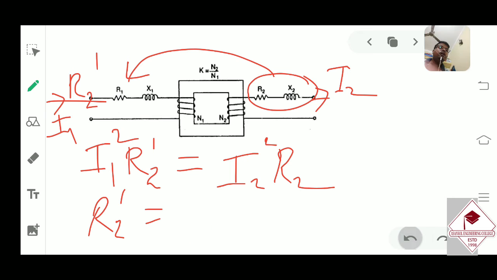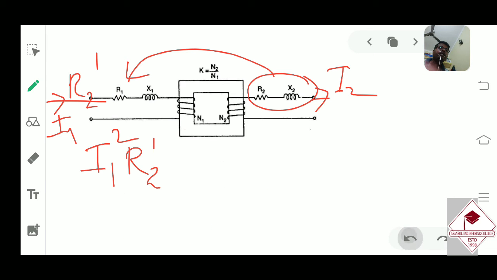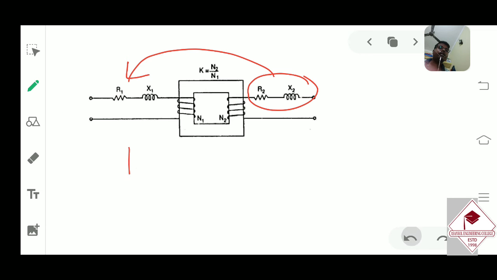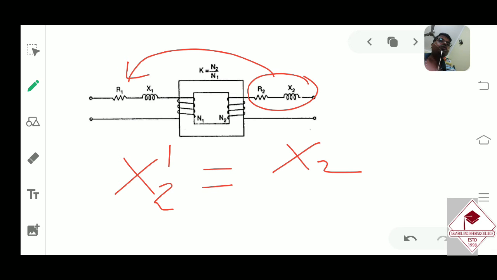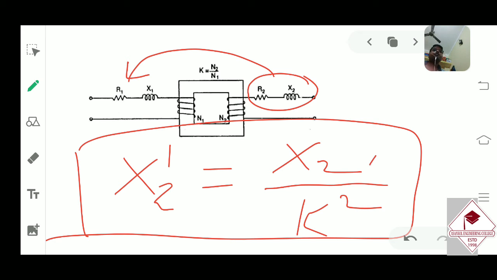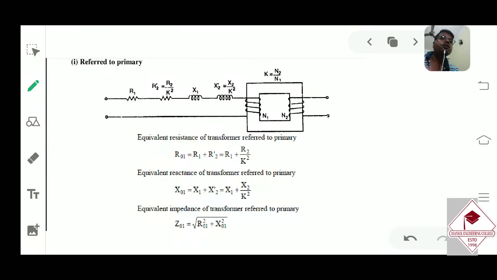So similarly, we can say that if I transfer this x2, then x2 dash will be equal to x2 by k square. Okay, so this is the formula. Now, in a more clear way, this is the formula for referred to primary. So all the parameters have now been referred to the primary side.